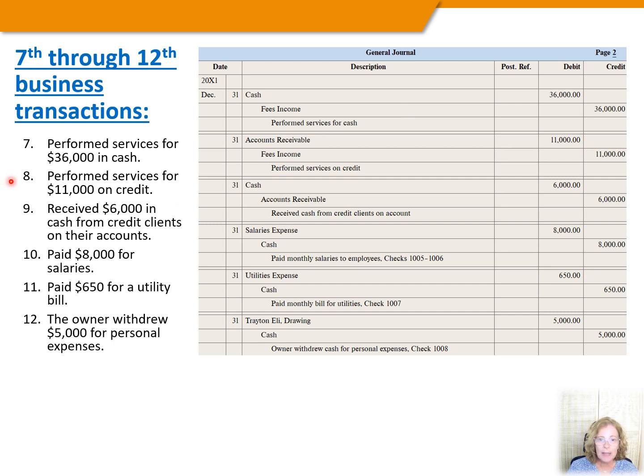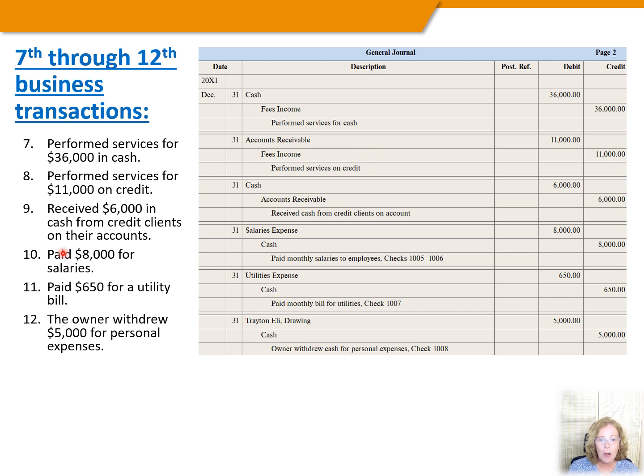For the 8th transaction, Eli's Consulting performed services for $11,000 on credit, which means that we need to increase accounts receivable, which we do with a debit of $11,000. And our fees income also increased, and revenue increases with credits. Therefore, we'll record a credit to fees income of $11,000. Revenue transactions should be supported by invoices and potentially a contract between the client and Eli's Consulting.